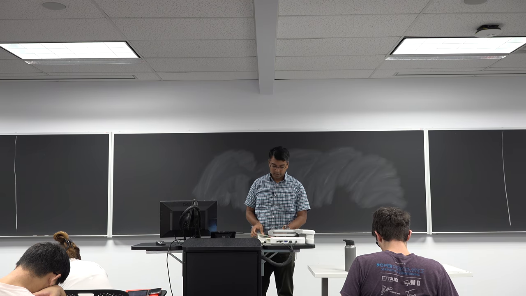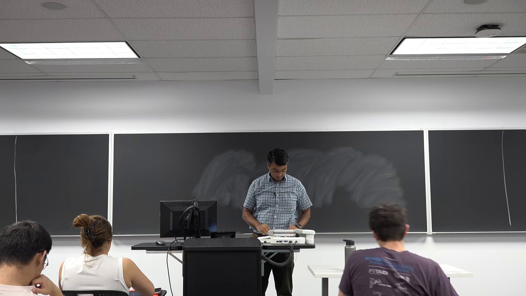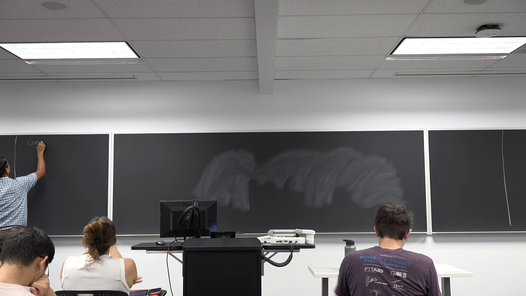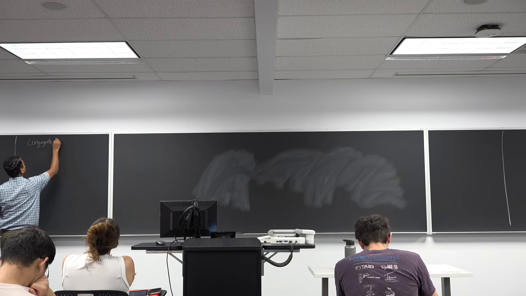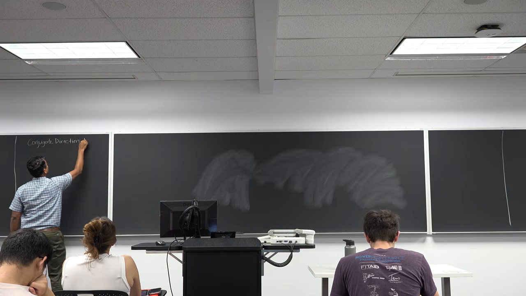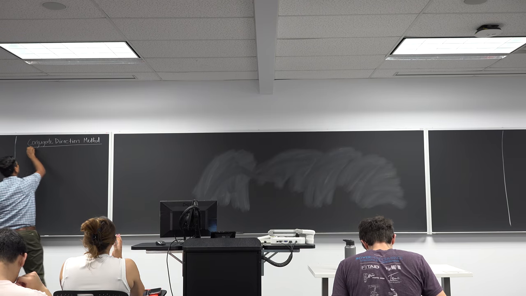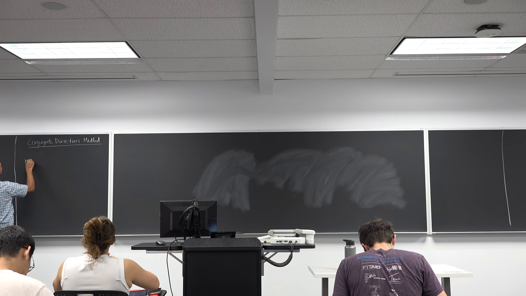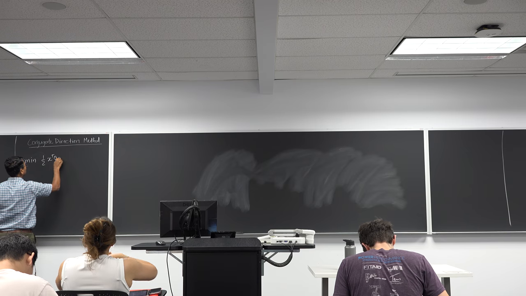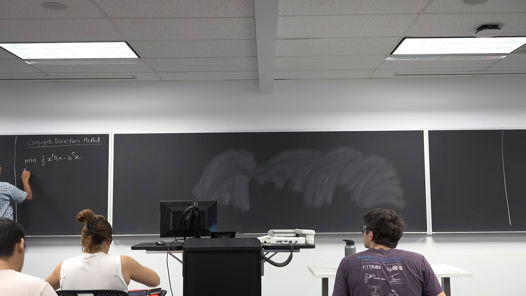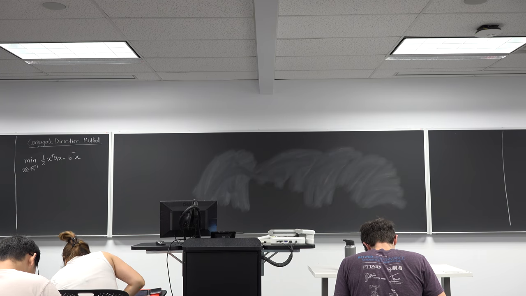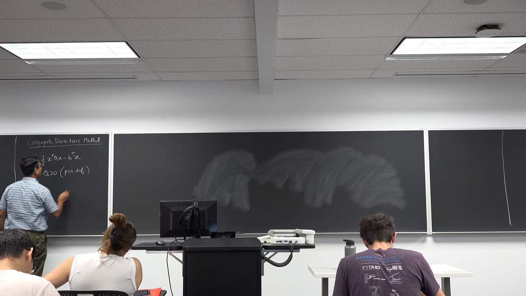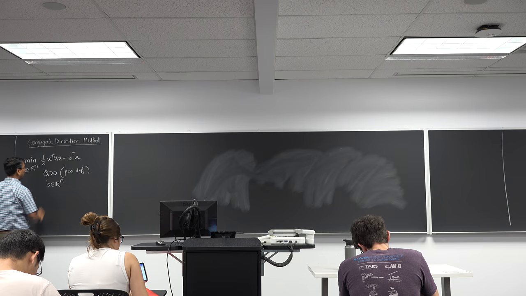So today the topic for discussion is conjugate direction method. And the problem is very simple and straightforward. I want to minimize x transpose Qx minus b transpose x. x is in R^n. Q is a positive definite matrix. And b is, of course, a vector in R^n.